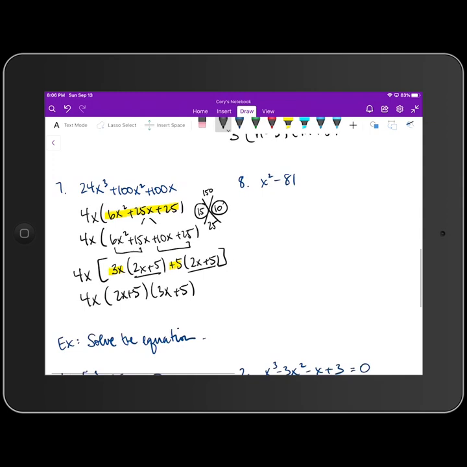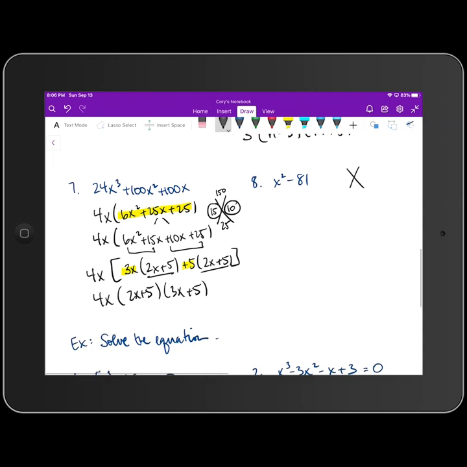Okay, let's look at number 8. So with number 8, we have x squared minus 81. And we can use the same technique for factoring this as well. There's no common factor for me to factor out. So the number that goes on top is going to be the product of the constant term, which is negative 81, times the leading coefficient, which is 1. So that's negative 81.